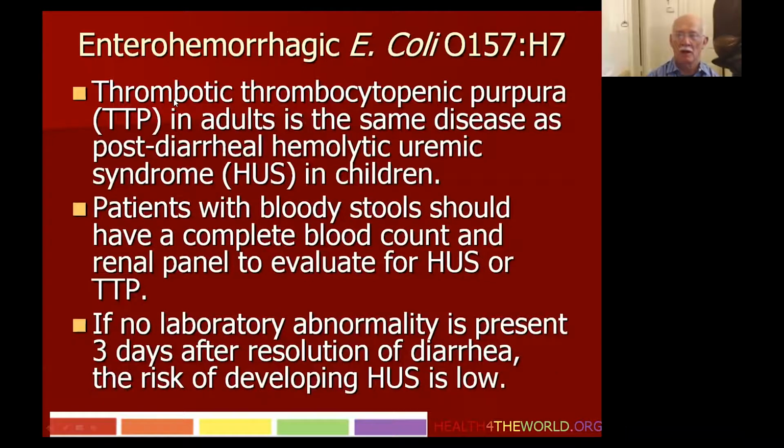Thrombocytopenic purpura, which is purplish spots in the skin because of passage of blood out of blood vessels into the skin, in adults is the same disease as the post-diarrheal hemolytic uremic syndrome in children. And patients with bloody stool should have a complete blood count or CBC and renal panel to evaluate for hemolytic uremic syndrome or thrombocytopenic purpura. If no laboratory abnormality is present 3 days after resolution of diarrhea, the future risk of developing hemolytic uremic syndrome is fortunately low.